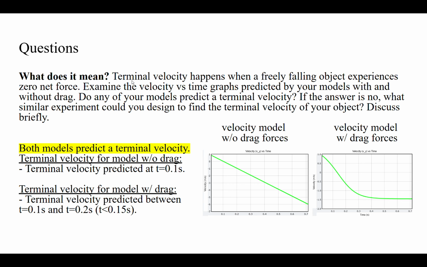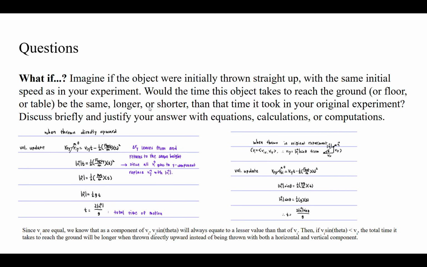So both models predicted a terminal velocity, and since the angles are equal for both instances, we know that a component of Vi sine theta will always equate to a lesser value than that of Vi, since it's a component. So if Vi sine theta is less than Vi, the total time it takes to reach the ground will be longer when thrown directly upward instead of being thrown with a ball with both a horizontal and vertical component.